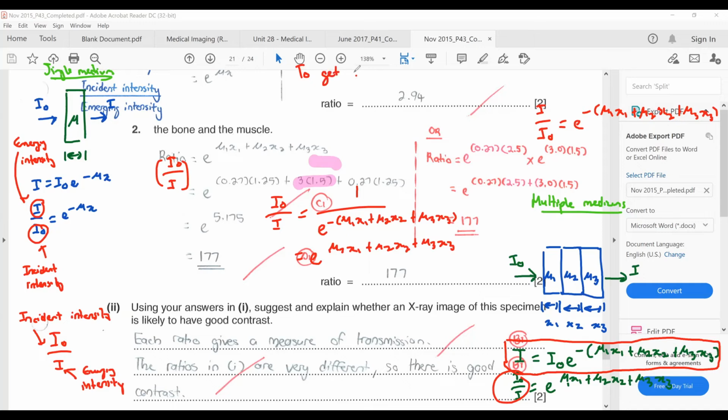as mentioned to you last week, to get good contrast, very different rates.